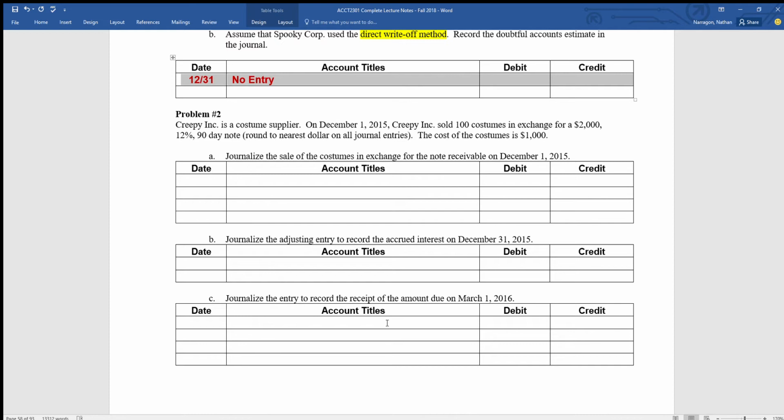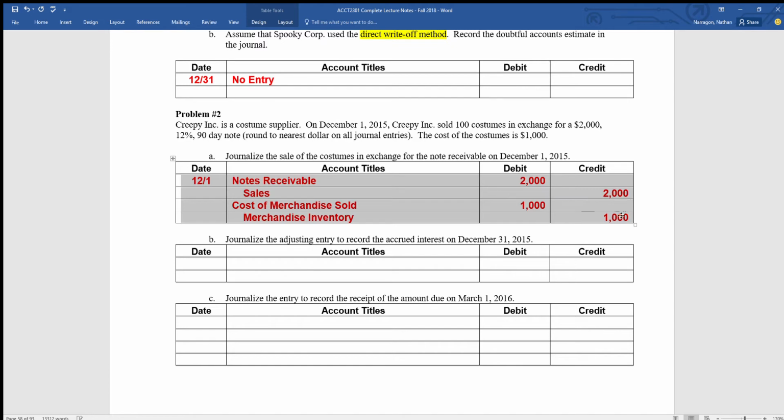Okay, so the first thing that we have to do is record the sale of the costumes. So guess what? This is probably going to bring you back to buyer and seller in chapter 4. So when we're selling these stuff, remember there's 2 accounts involved when we sell.